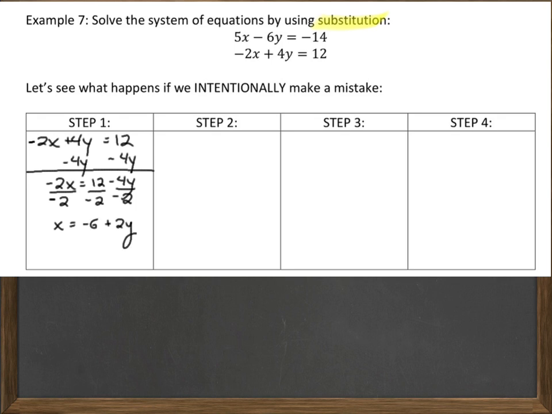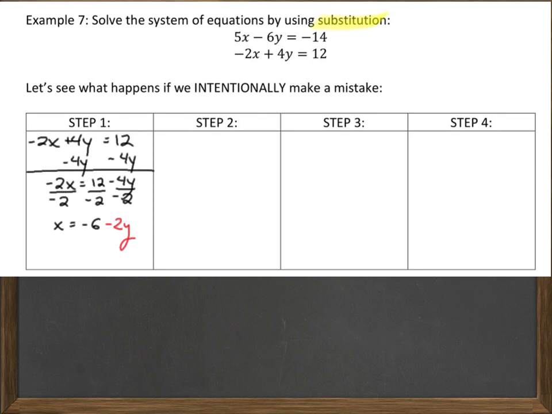Here's where I'm going to intentionally make a mistake. Let's pretend that I forgot that negative 4 divided by negative 2 is a positive number. So let's say I make a mistake there. Instead of what should be there, which is a positive 2y, let's say I accidentally write a negative 2y there. So there is my mistake. That's step one.